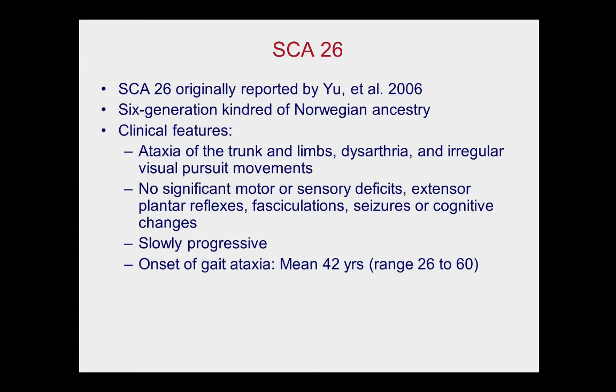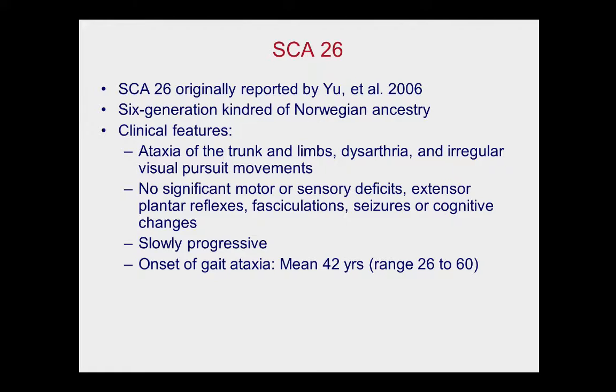The last thing I want to talk about is SCA26. This is another one of Chris Gomez's kindreds, which they originally reported now about 10 years ago. This is a family that is of Norwegian ancestry, mostly in northern Minnesota and North Dakota. They develop sort of a standard ataxia, kind of a late onset, usually with gait ataxia early, which is a very common presentation. People have difficulty with walking early on.